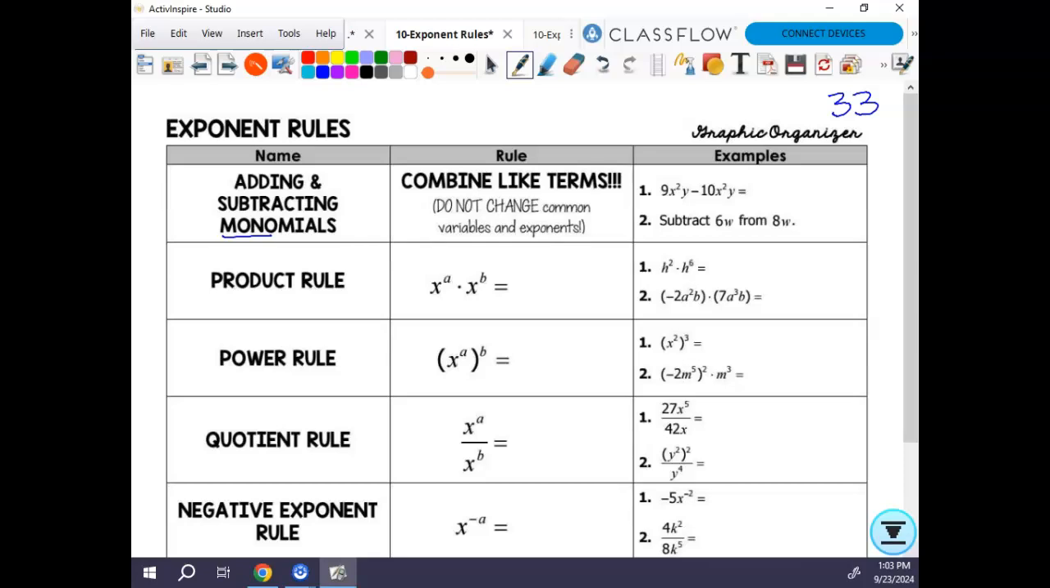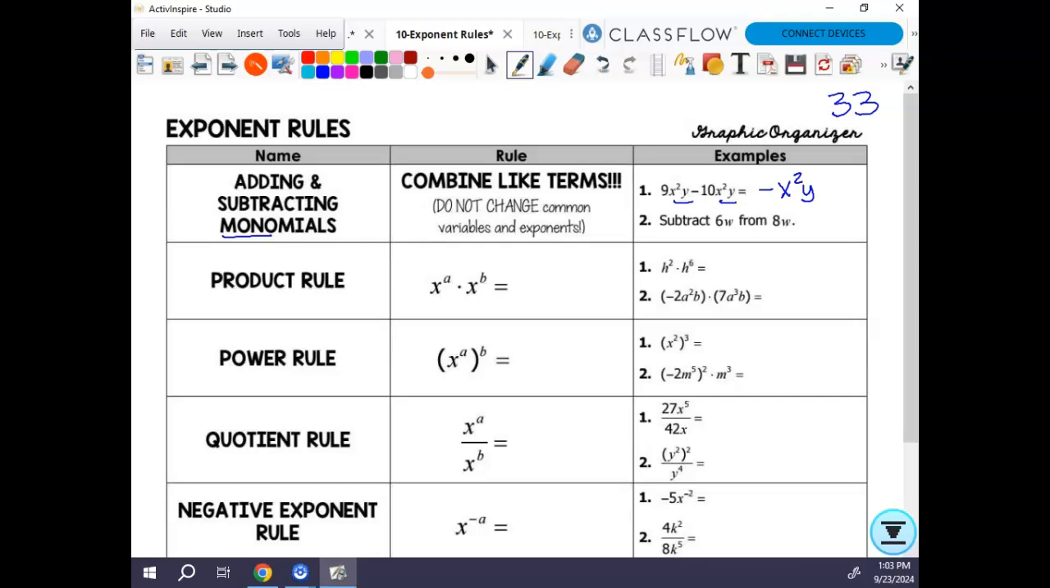So when we take 9x squared y minus 10x squared y, can I actually combine those? Yes, because the x squared y matches on both of them. If this second one was x squared y squared, then could I combine them? No. But when I do that, since they're the same, I basically just ignore the x squared y. 9 minus 10 is a negative 1, so that gives me negative x squared y. Do we all agree with that? Okay with that? All right.